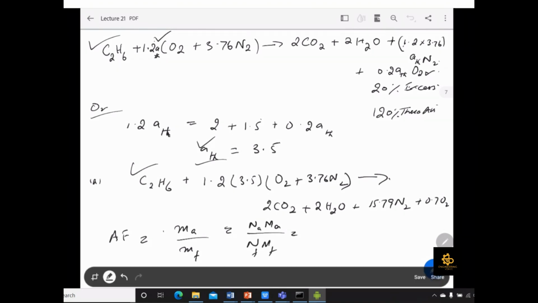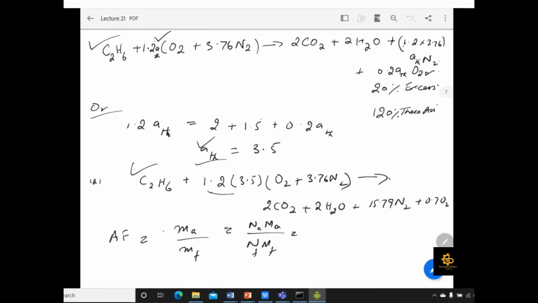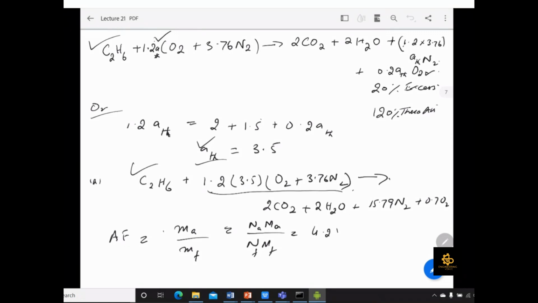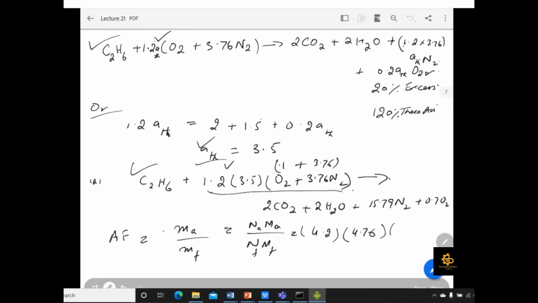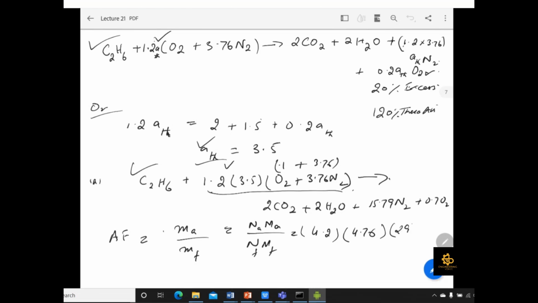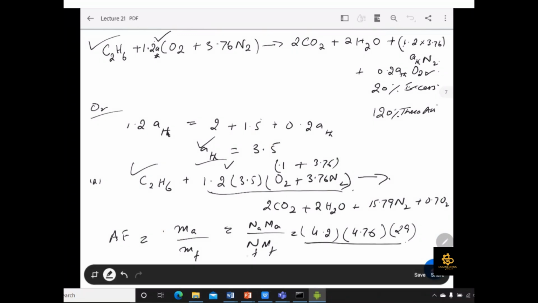The number of moles of air, in this equation you can easily find that it is 4.2, which comes from multiplying this into 4.76. So 4.76 comes from 1 plus 3.76. And then the molar mass of air, you can easily go to table A1 and find that it is 29 kilogram per kilomole. Similar procedure, you have to find the number of moles of fuel.